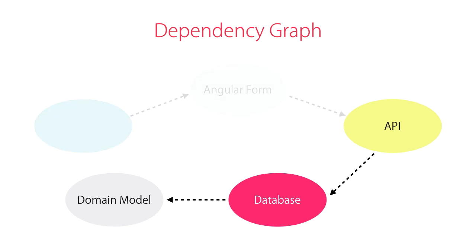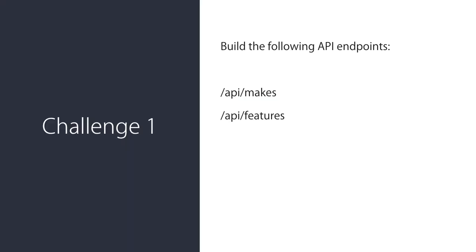Now, we want to reduce the scope here. We want to focus on a small piece of functionality. So first, we want to build this API. And that's your first challenge. Over this week, I want you to build these two API endpoints to get the list of vehicle makes and their models, as well as their features.